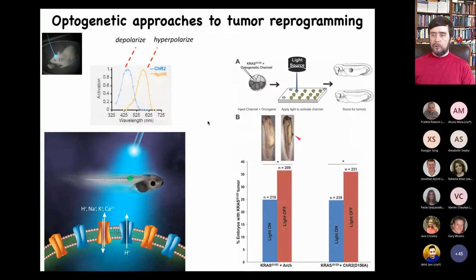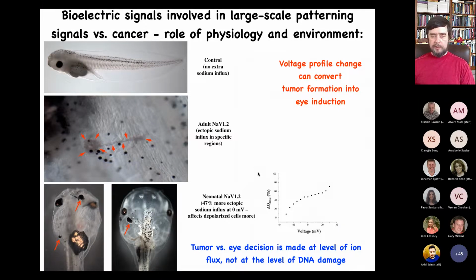So if you do that, you can also do that with light. So with optogenetics, we've done this using light to turn on specific channels to ameliorate the oncogenic phenotype. And in fact, you can even, this is to really drive home the point of how important the environment is.